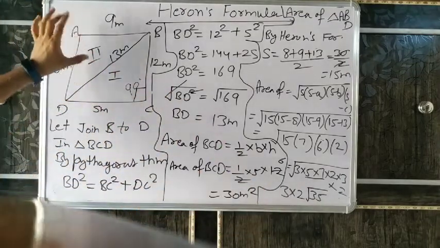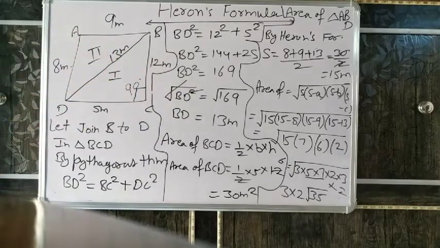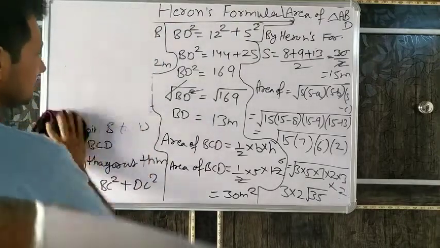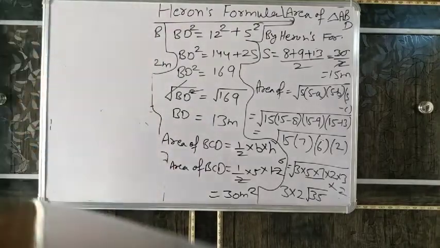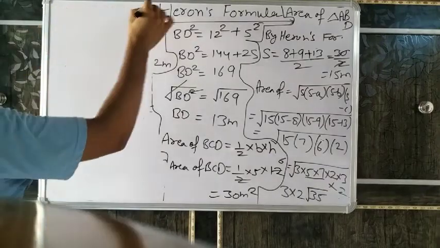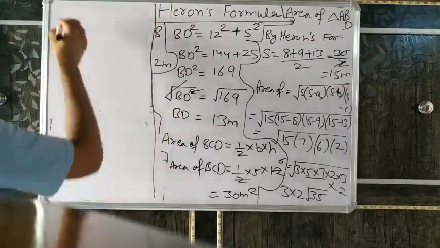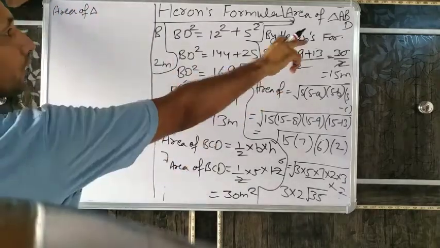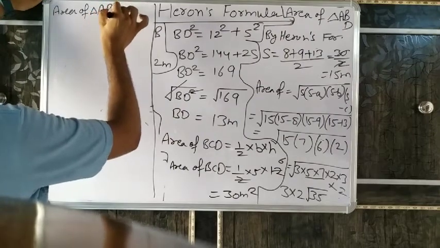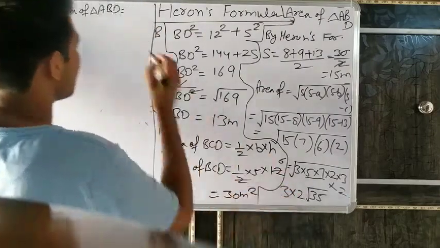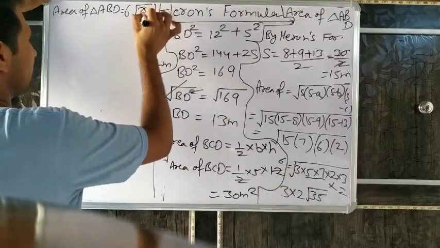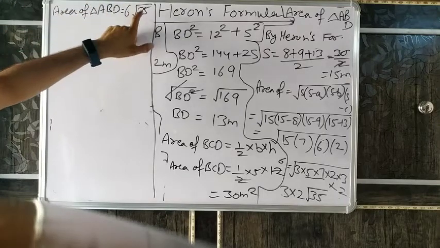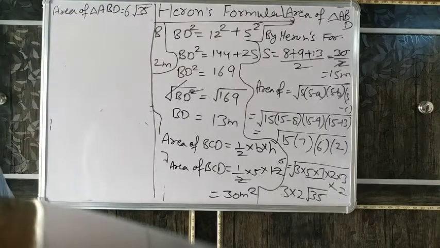So area of ABCD is the first triangle plus the area of the second triangle. I am rubbing this one now. So we can write: area of triangle ABD, 2 multiply 3, 6 root 35. Understand? But in our books, the value of root 35 is given in decimal.